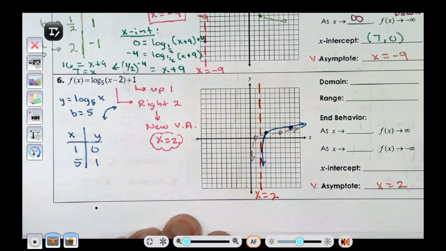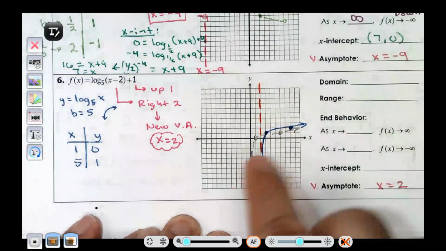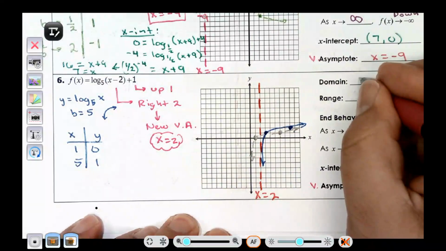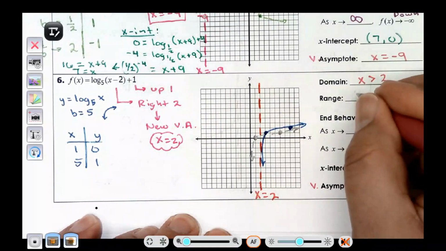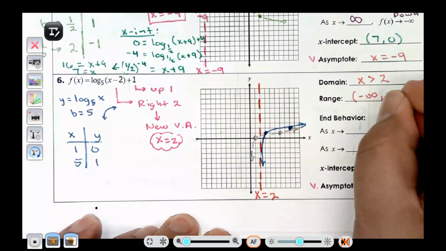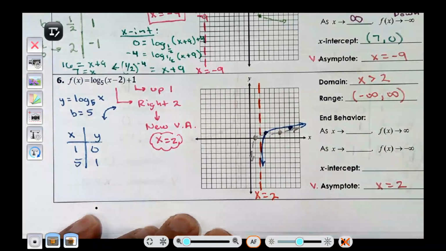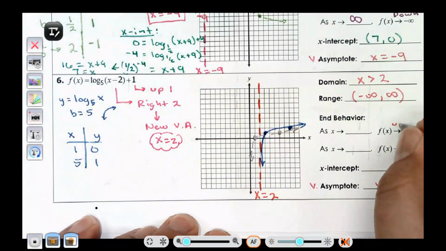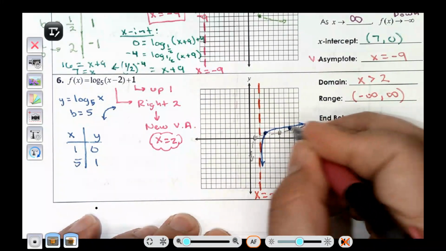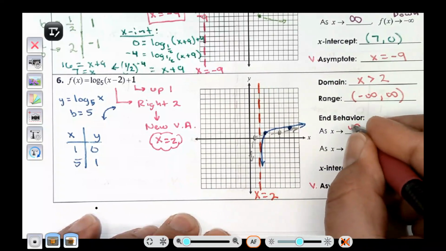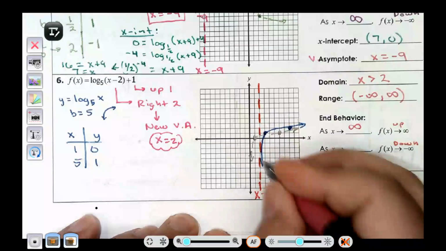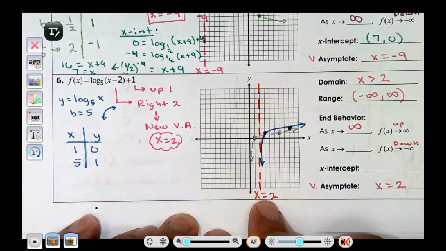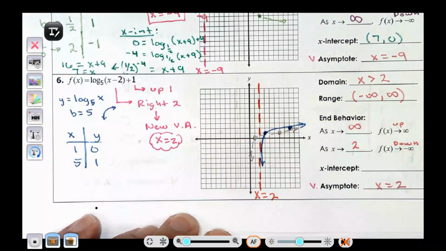Remember, domain says my asymptote is at 2, and I am to the right of it. So then once again, x is greater than 2. My range is all real numbers, so I'll go classic negative infinity to infinity. This one says the y's go up. Well, when my y's go up, I'm going to the right, so that's infinity. When my y's go down, well, here it is going down, but I'm getting close to x equals 2, so that's why we put a 2 there.